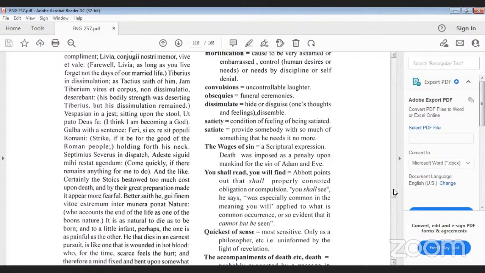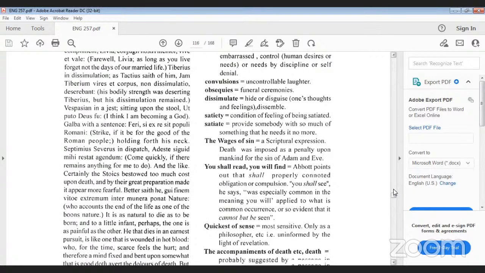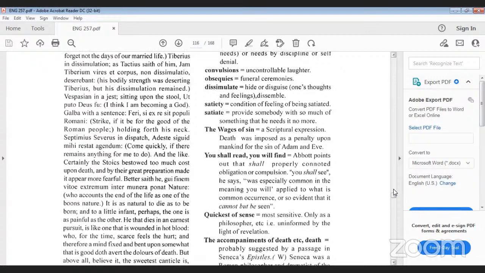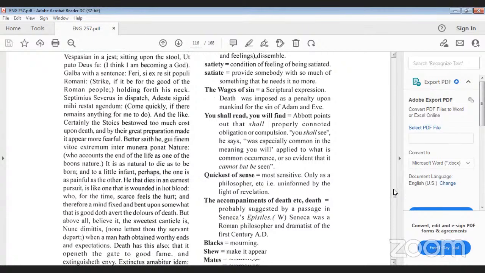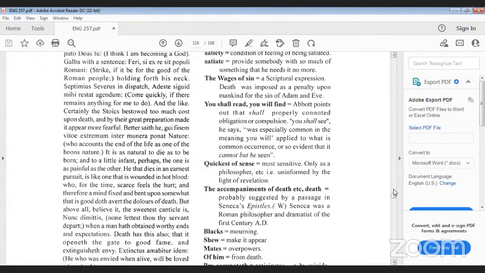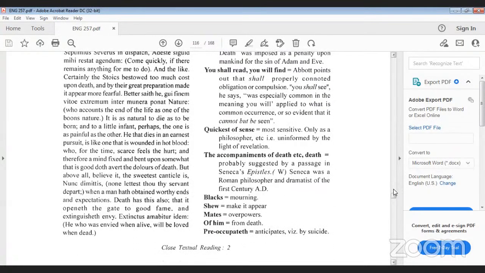It is as natural to die as to be born, and to a little infant perhaps the one is as painful as the other. He that dies in an earnest pursuit is like one that is wounded in hot blood, who for the time scarcely feels the hurt, and therefore a mind fixed and bent upon somewhat that is good doth avert the dolors of death. But above all, believe it, the sweetest canticle is Nunc dimittis, when a man hath obtained worthy ends and expectations.